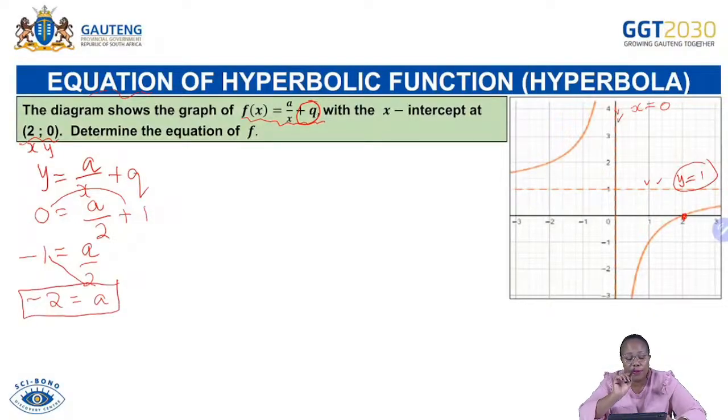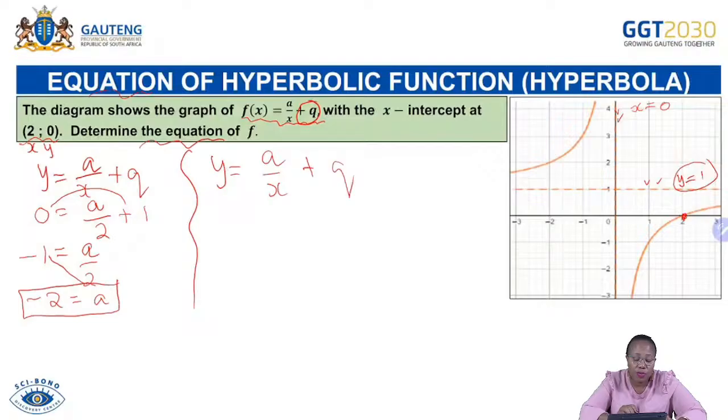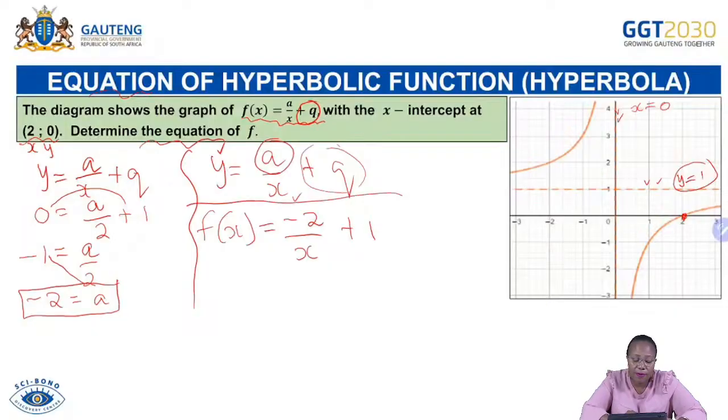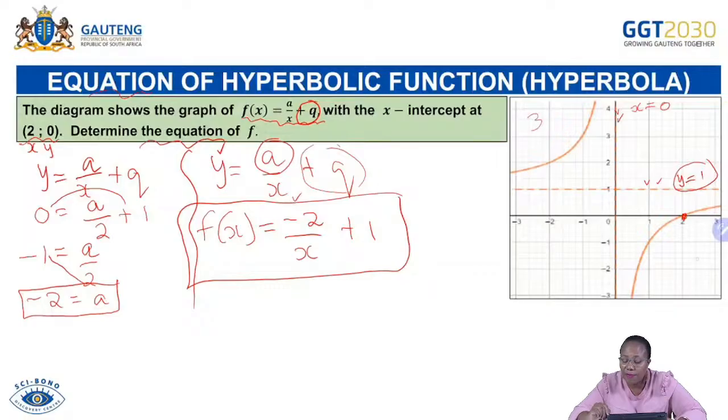We are not looking for the value of a, we are looking for the equation. Then we go original, y equals a over x plus q. Then we leave y and x, we substitute the value of a and the value of q. Then this y stands for f of x equals, the a value is minus 2, that is over x, and the q value is plus 1. Therefore, grade 12, that is the equation of that graph. As you can see, it's in quadrant 3 and 4. That means it's a negative a value. Yes, that is true. Our a is negative.